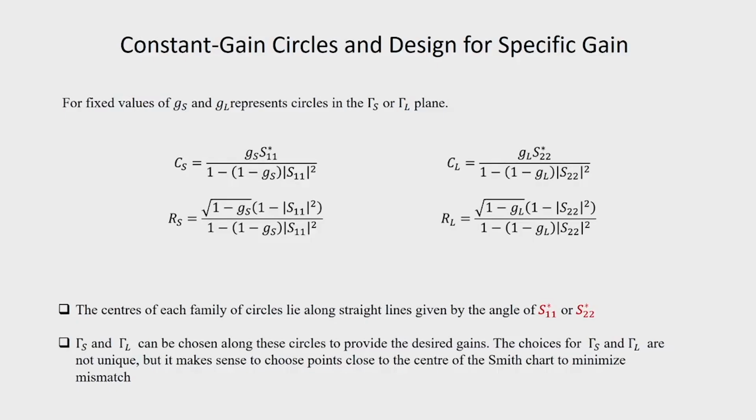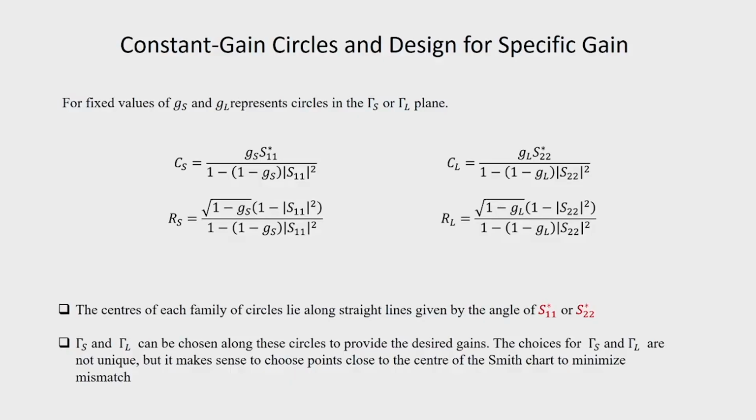The choices for gamma s and gamma L are not unique, because we are representing constant gain circles. So, any point on that circle is a candidate, but it makes sense to choose points closer to the center of the Smith chart to minimize mismatch. So, gamma s and gamma L are chosen on these circles so that they are closest to the center of the Smith chart, and therefore the mismatch is reduced.